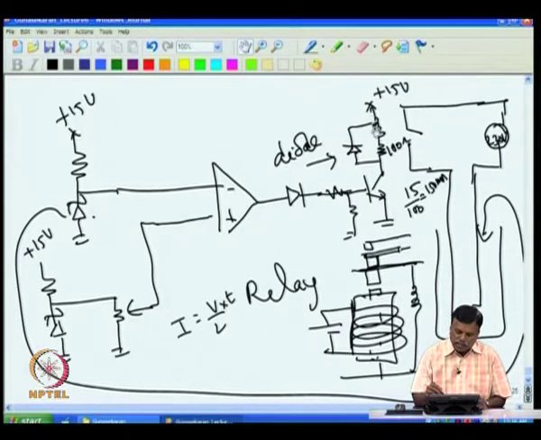So at 150 milliampere the current will saturate, and by that time the coil would definitely have pulled the contacts, so no problem. But then the problem comes. I apply the voltage and 150 milliampere flows, the contact is closed and the heater is on, that is fine. Then the temperature goes up.